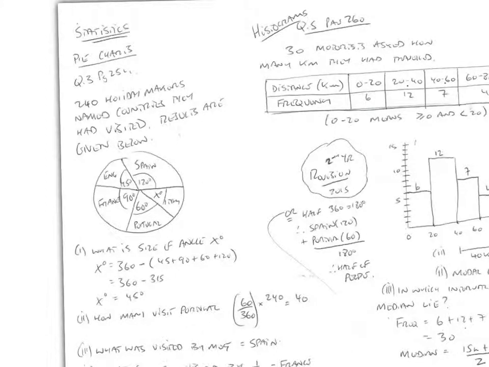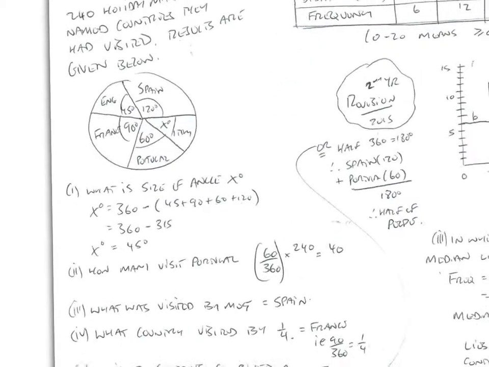Okay, let's look at statistics. Let's start with pie charts. 240 holidaymakers named countries that they had visited. The results are given below in the pie chart here. So we're asked to find what is the size of the angle x.